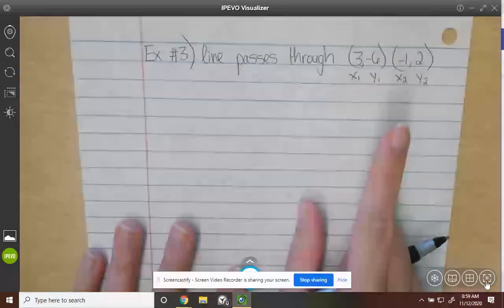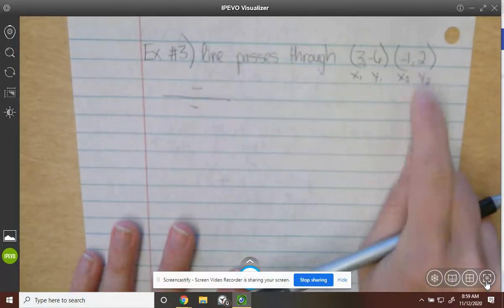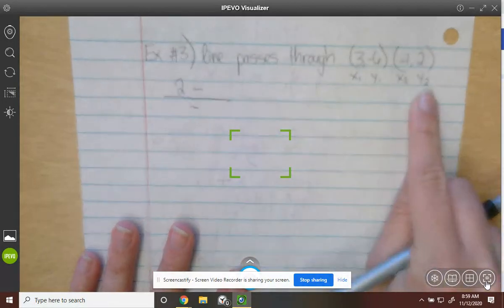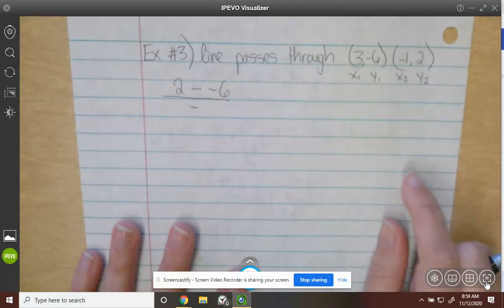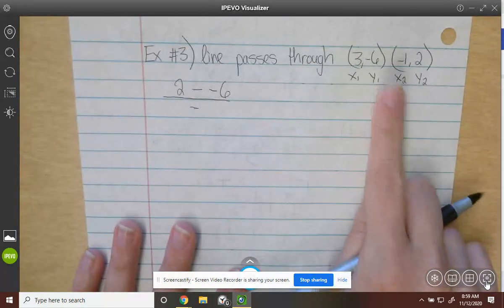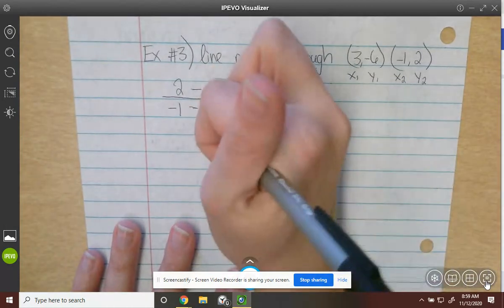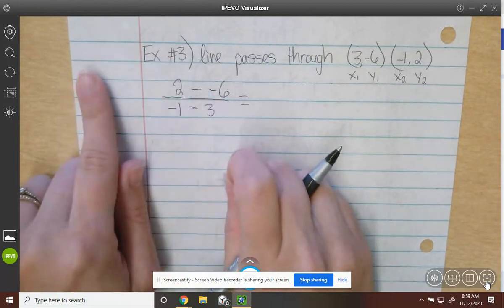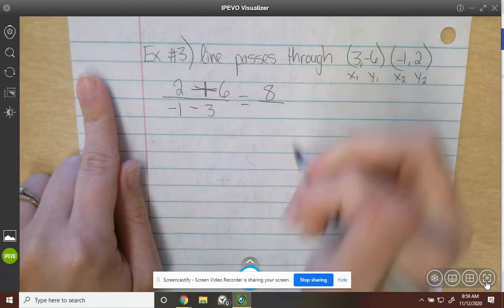Okay, so I'm gonna set up my equation, bam. So y2 is 2, so that goes first. And then y1, so -6. And x2, so -1. And then x1, which is 3. What happens right here? These two negatives turn into a positive. So that puts it at 8 on top.